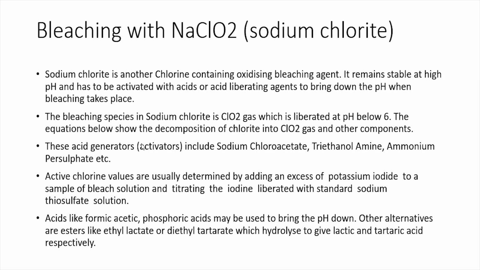And the next one is bleaching with sodium chlorite, NaClO2. Sodium chlorite is another chlorine based bleaching agent, and it remains stable at high pH, and you have to activate the bleaching agent with acids or acid liberating agents. So if you reduce the pH, it will be activated, and bleaching takes place. The bleaching species for sodium chlorite is ClO2 gas, which is liberated at pH below 6.